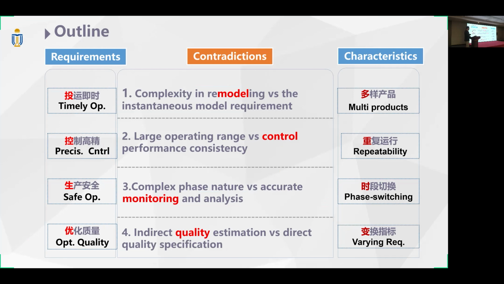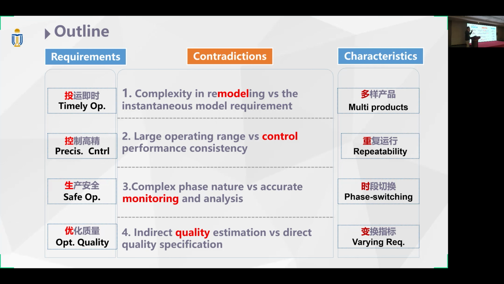Namely, when the product changes, the modeling, everything changes. So there is complexity in the modeling: you need the instantaneous model requirement without a big contradiction. This is one. In terms of control, we can do precision control under certain operating conditions, but it's very difficult to have precision control over a wide range of conditions. So therefore, you have large operating ranges versus control performance consistency. And also for monitoring, because each phase's characteristics are different, how do you analyze the process while accommodating these multi-phase natures?